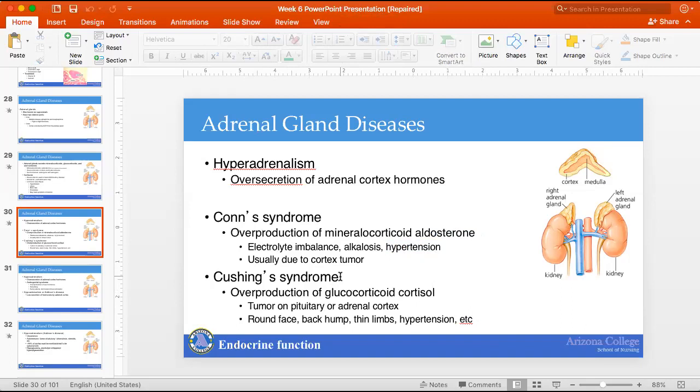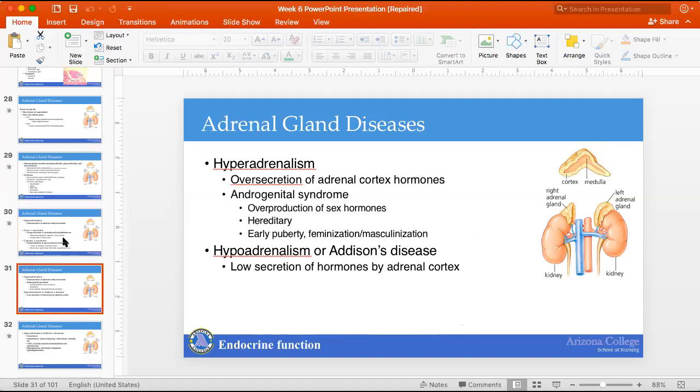Cushing's syndrome is a fairly common syndrome. It's overproduction of the glucocorticoid cortisol, caused by a tumor on the pituitary or adrenal cortex. Some of the things you'll see with people who have that are a round face, a hump on their back, thin limbs, hypertension, and there are a few other signs as well.